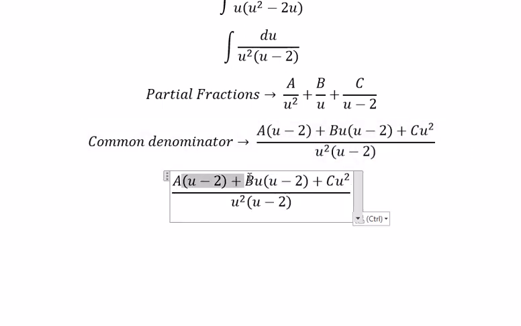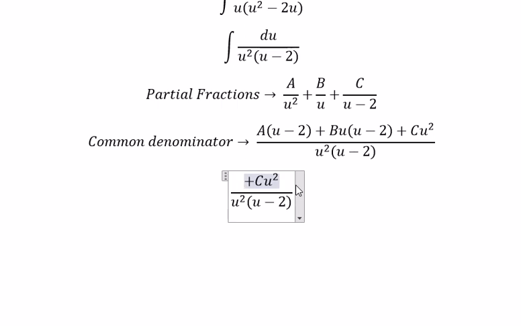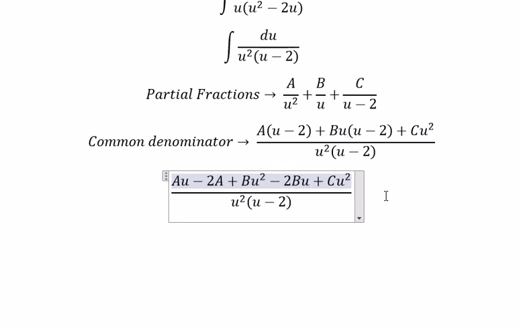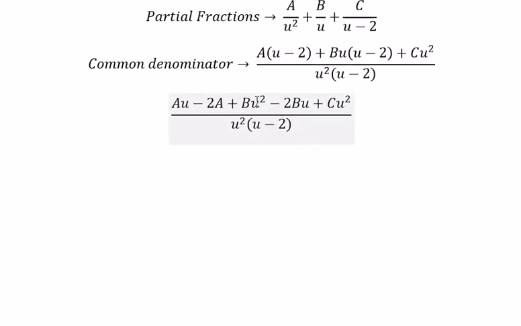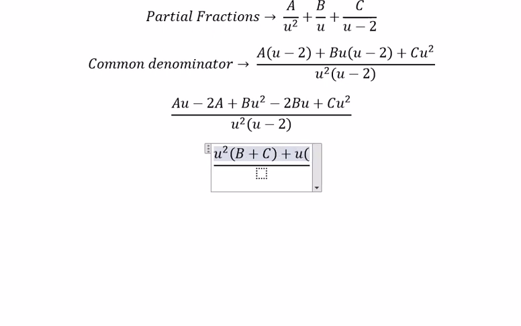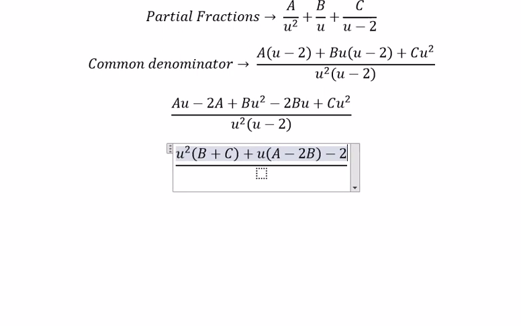Now we need to expand: au minus 2a, and we have bu square minus 2bu. Now we need to arrange based on the power of u. So we got u square multiplied with b plus c. And the next one we have u, that should be a minus 2b. And the last one is negative 2a.